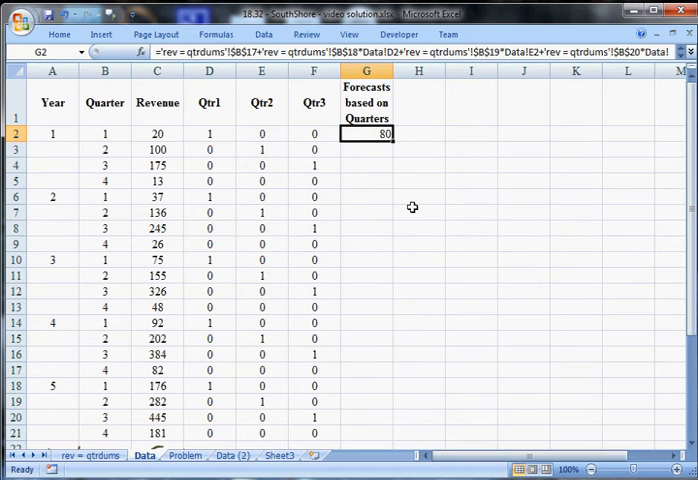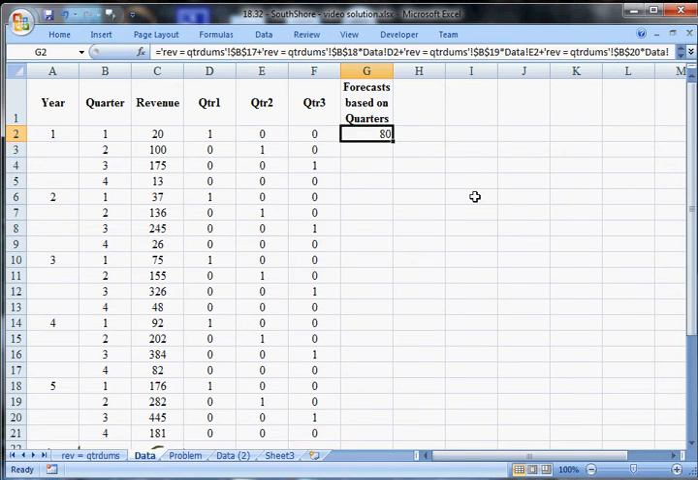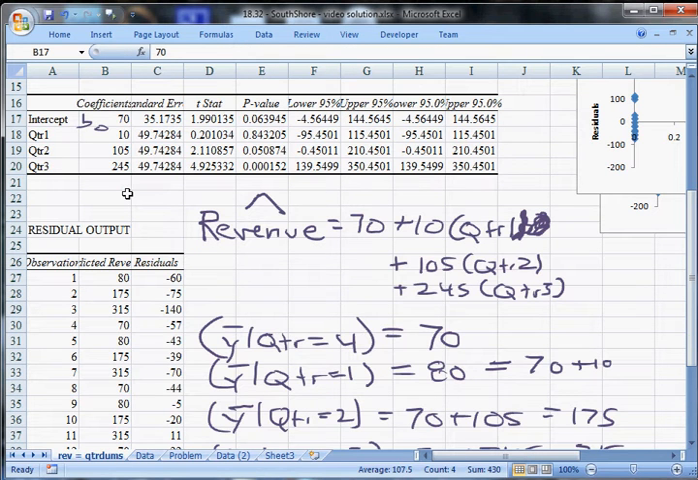Now looking at this, what do I have? I should have my intercept, that's B17, plus my coefficient B18 times D2, that's this right here, that's good, plus the next coefficient B19 times E2, plus the next coefficient times F2. That's good. That will work. You can also just plug in these numbers, 70, 10, 105, and 245.